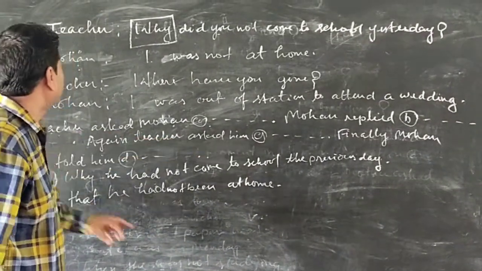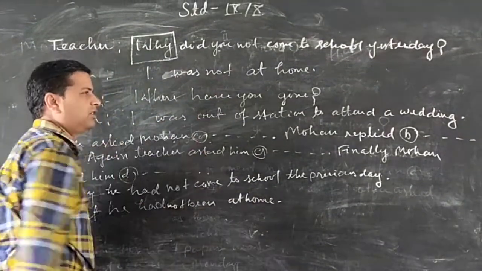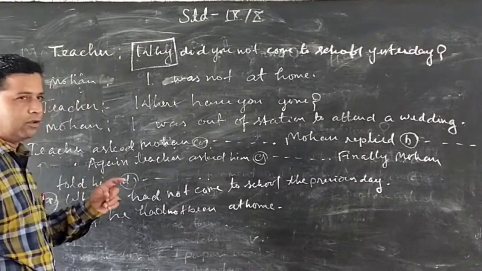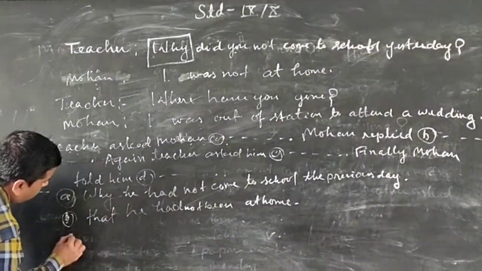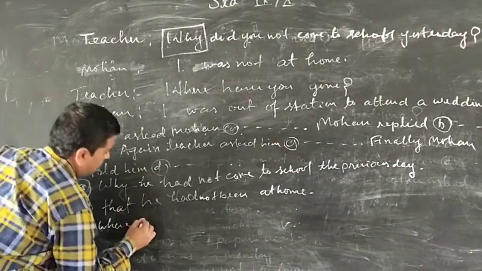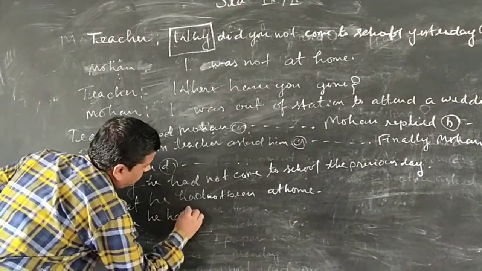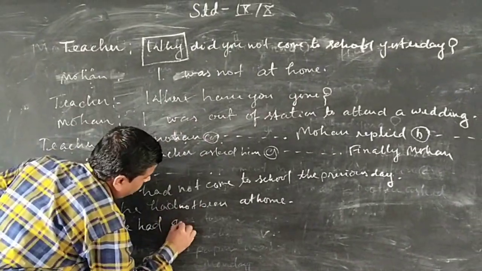Now the third one. Again teacher asked him, where have you gone? This sentence is written in present perfect tense. You know, present perfect changes into past perfect. Here where will be used as a conjunction. You will change you into he, and present perfect tense into past perfect tense. Have gone will become had gone.